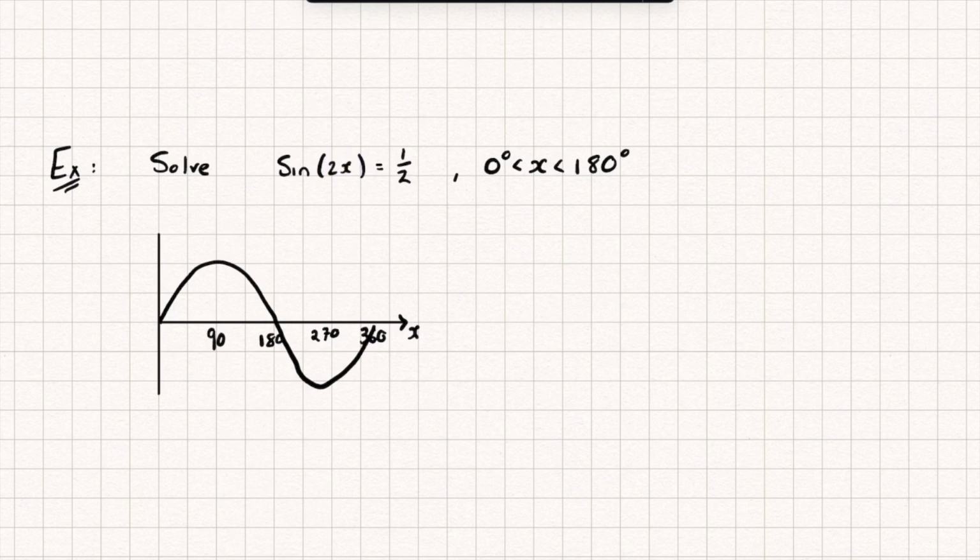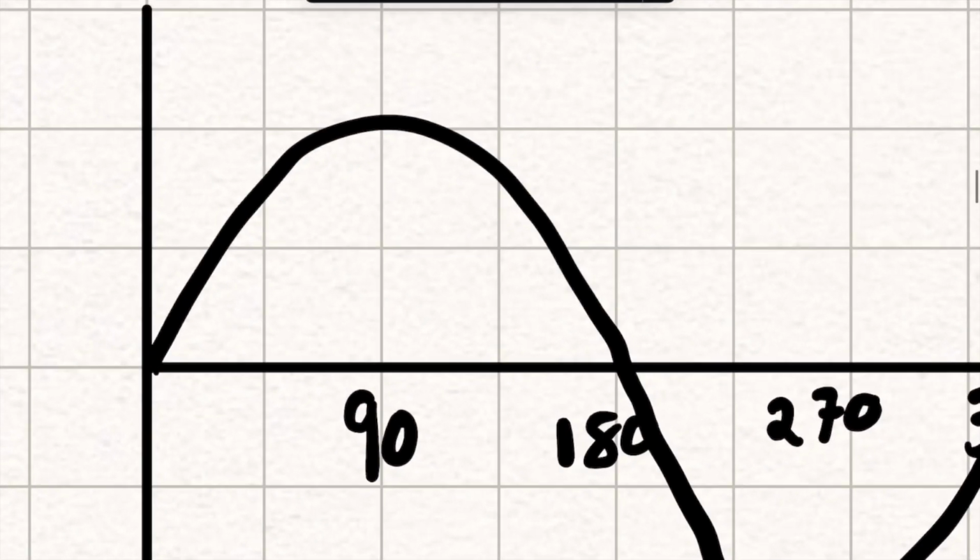So let's do that. That's going to be 2x equals inverse sine of 1/2. And if you type that in your calculator, or maybe you know it, 2x is going to equal 30 degrees. And so we can sketch that or put that onto our graph. So I know that it equals 1/2 here at 30 degrees.